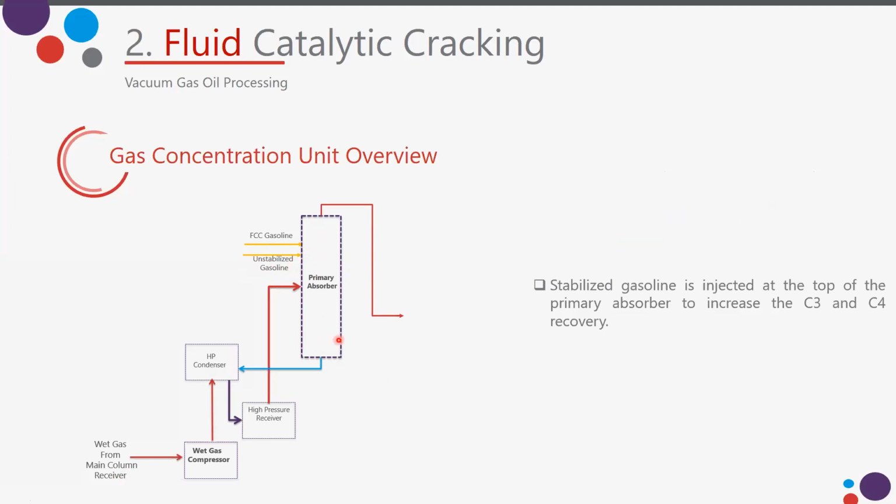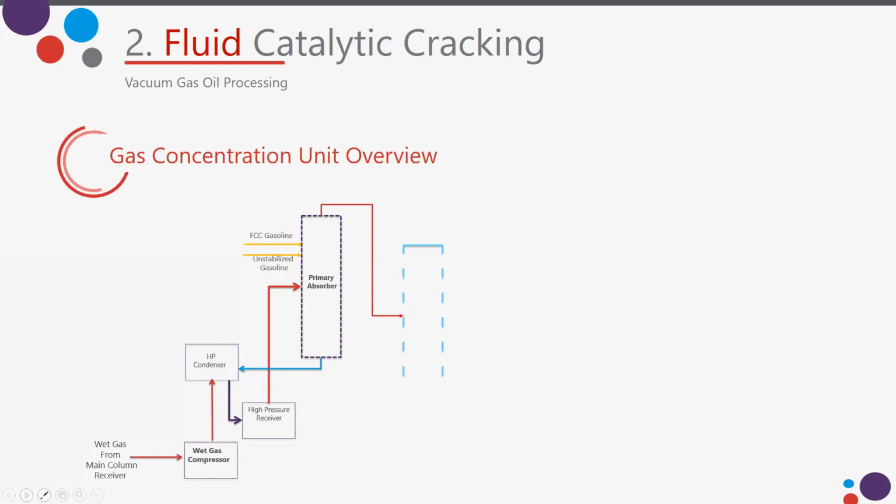Also, we will use some of our final product, the stabilized gasoline, in the top of the primary absorber, okay, to recover more of the C3 and C4, okay? So we will have 2 liquid streams coming into the absorber. The unstabilized gasoline from the main column overhead, remember the liquid portion, and the FCC gasoline that is part of our product coming here to recover more C3 and C4.